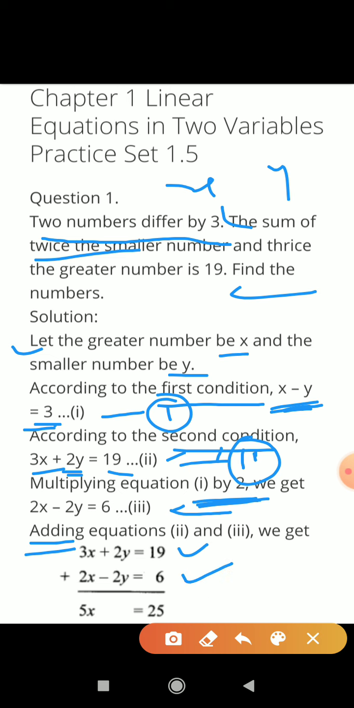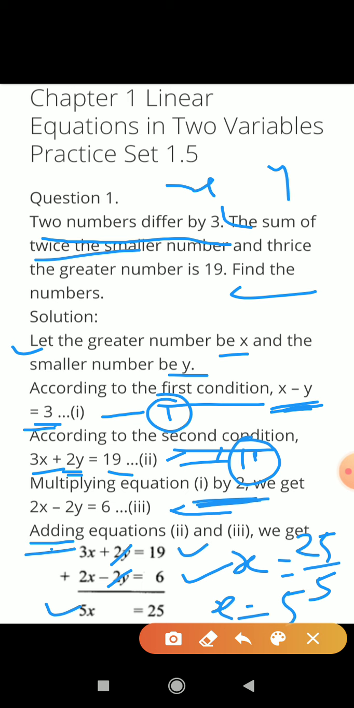So 3x plus 2y equal to 19, and the third equation is 2x minus 2y equal to 6. So this plus 2y and minus 2y get cancelled. 3x plus 2x become 5x, and 19 plus 6 become 25. Now from this we can easily get the value of x. So x is equal to 25, and this 5 becomes divided into 25. So 25 divided by 5, so x is equal to 5.